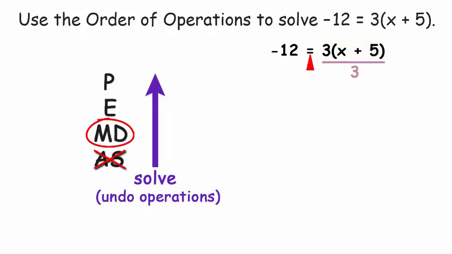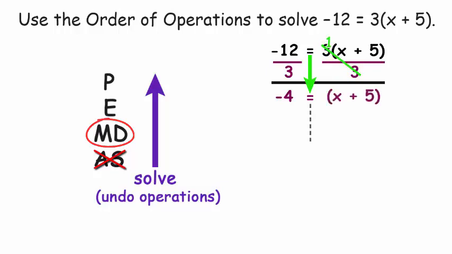Therefore, we divide the right side of the equation by 3, and to keep the equation balanced, we also divide the left side by 3. Working from left to right, we calculate -12 divided by 3 to get -4. Then we bring down the equal sign, and on the right side we have 3 divided by 3, which is 1, and 1 times the quantity x plus 5 is just the quantity x plus 5.